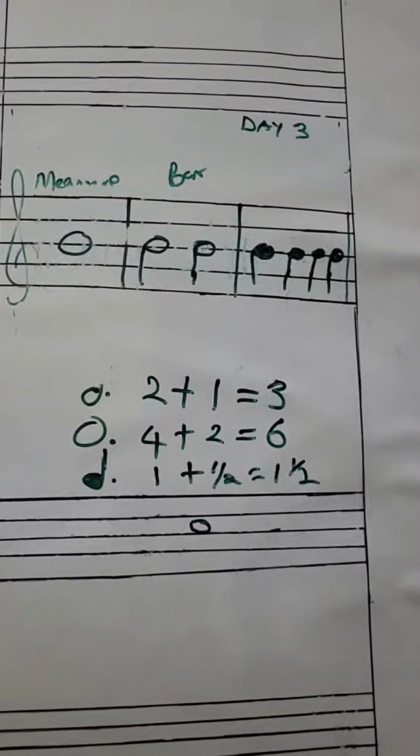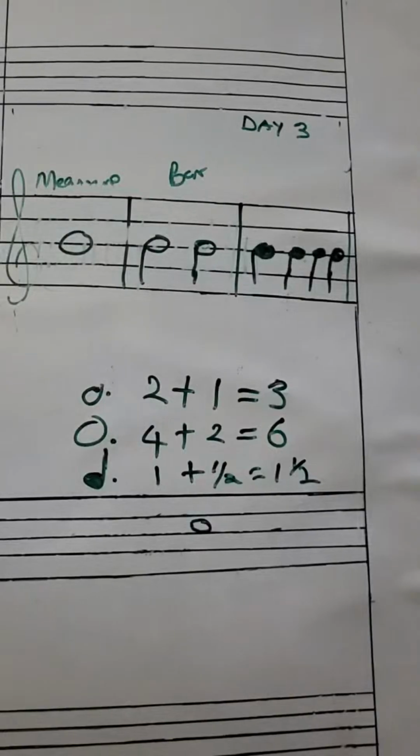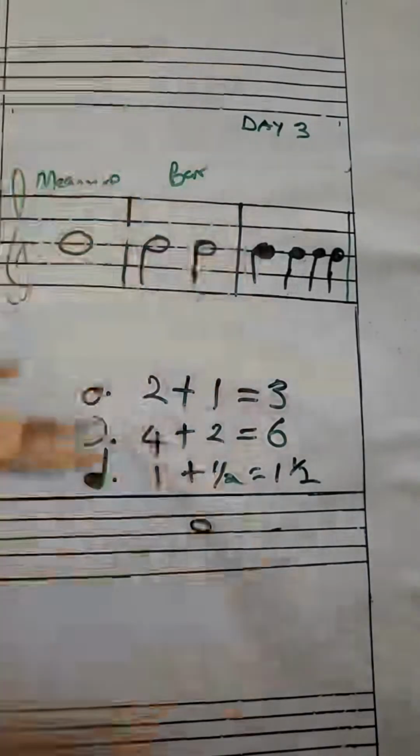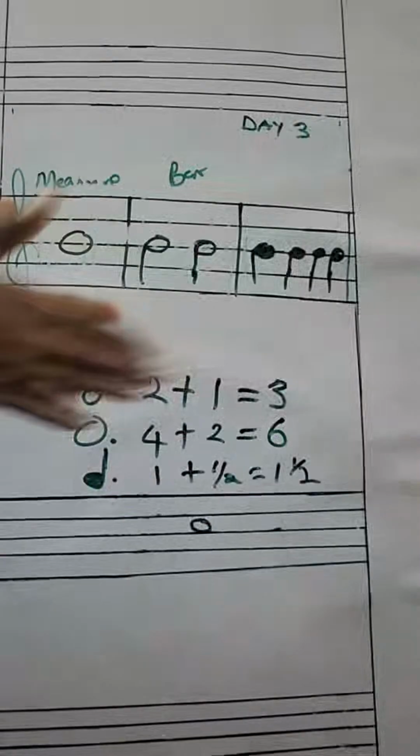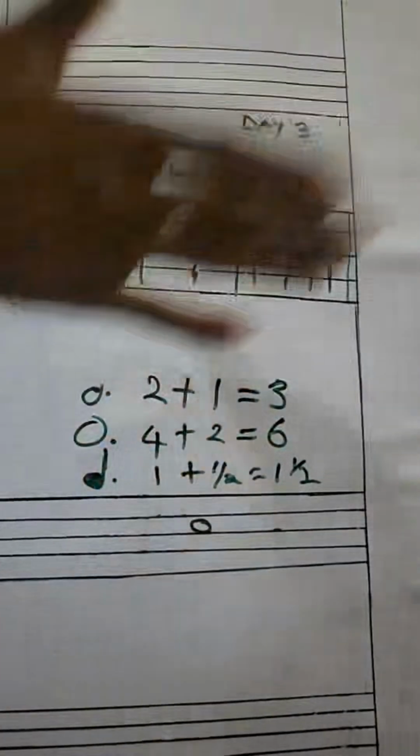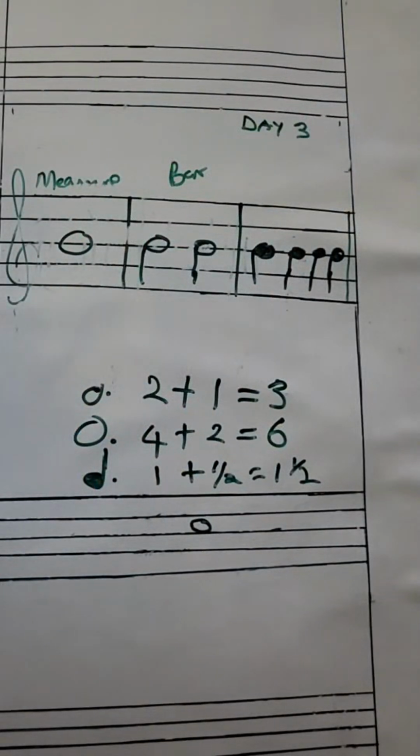All right. Okay, so I want to believe you are achieving something. So let's clap what we have here so far. 1, 2, ready, go. 1, 2, 3, 4. 1, 2, 3, 4. So that is it. That is how you count these notes.